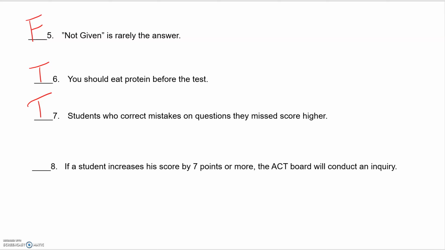And number 8, if a student increases his score by 7 or more points, the ACT board will conduct an inquiry. That is true. In that case, the school board or the ACT board will actually call the school, find out what classes the student is taking, and see if they're taking an ACT prep course or regular courses. They will investigate if you score 7 points or more higher than your previous score.